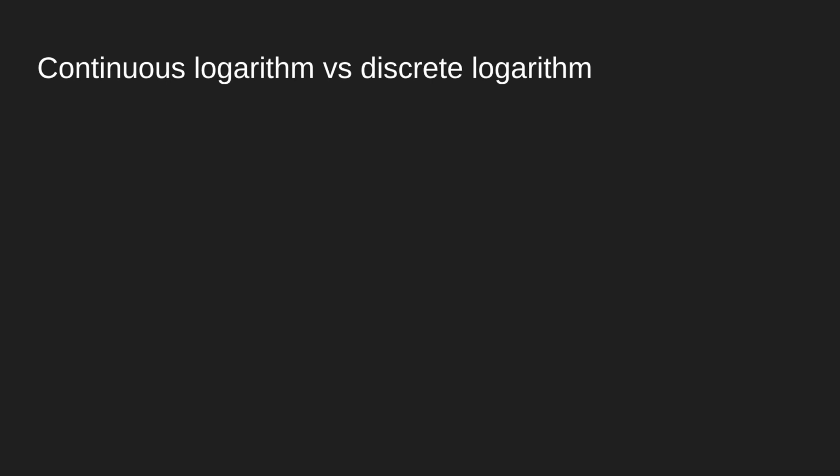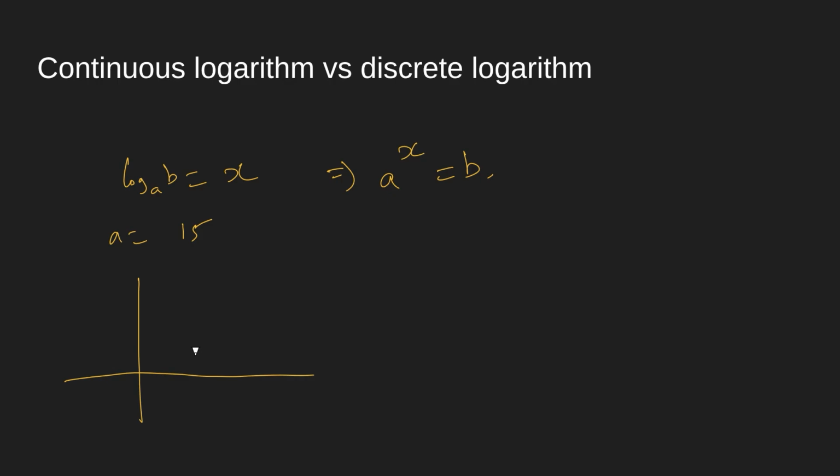You would have heard the term logarithm in your high school probably. So what is the symbol? log of a b is equal to x means a raised to the power of x is equal to b. If you are working in the continuous plane, real numbers, and I take a to be something like 15 and plot this curve, just considering only the positive numbers, 15 to the power 0 is 1, and it will rise exponentially something like this.